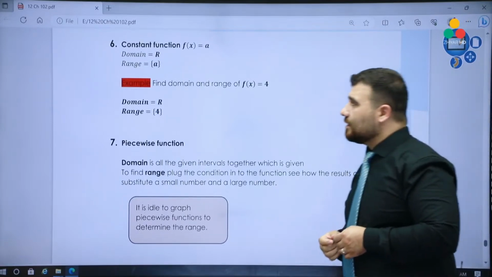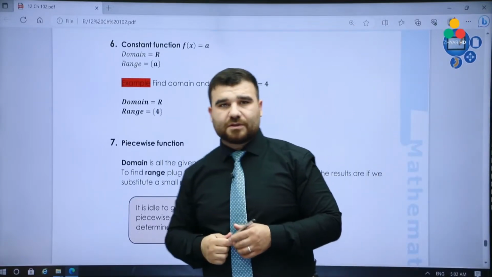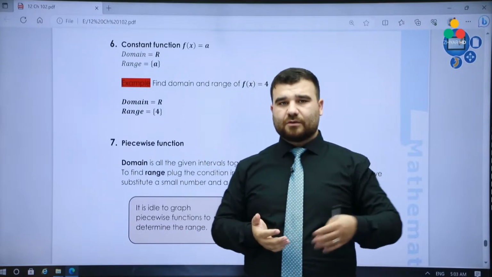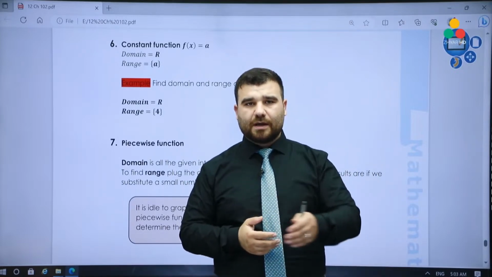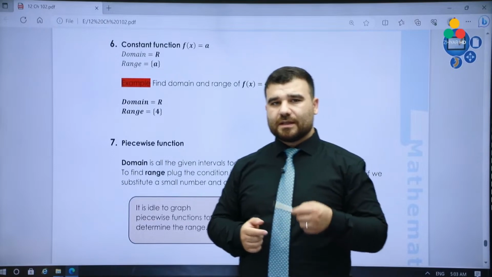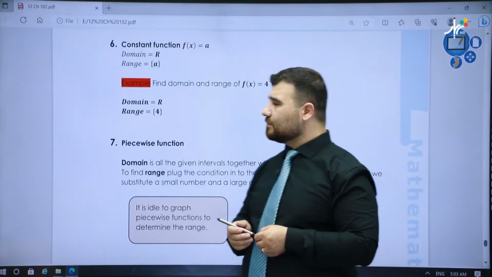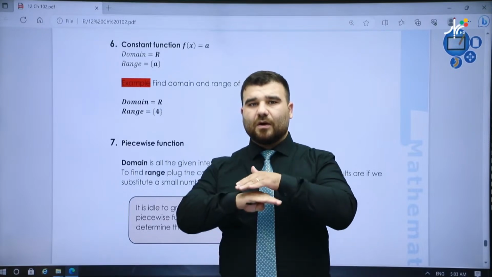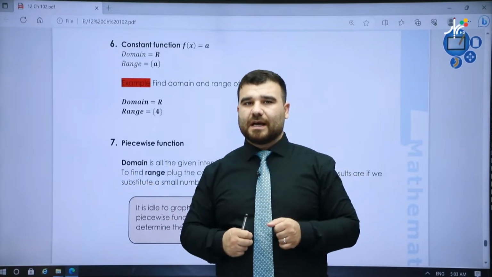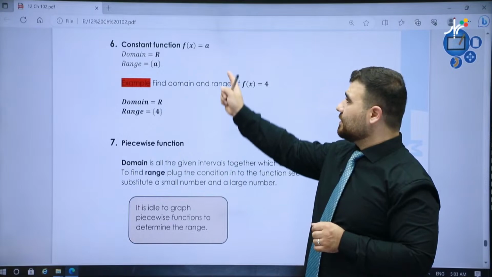Number 6 is constant function. Constant function is a function like f(x) equal to 3, y equal to negative 6. These are called constant function. Constant function has the domain all the real numbers, and range is only the number itself.